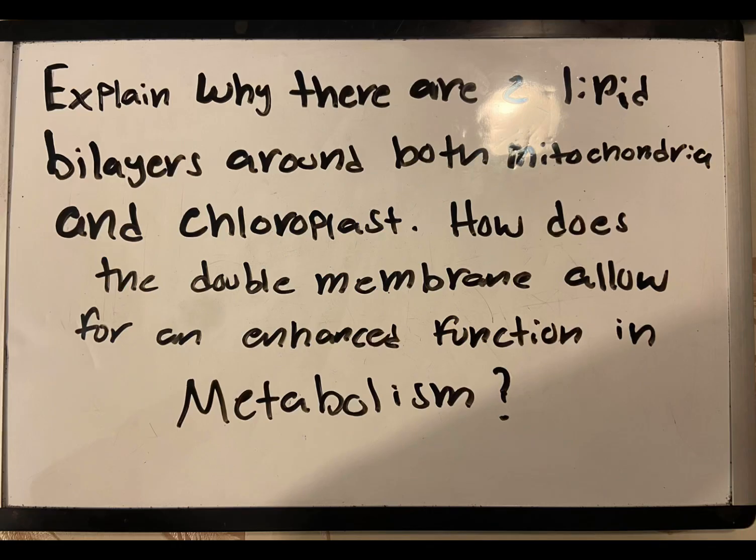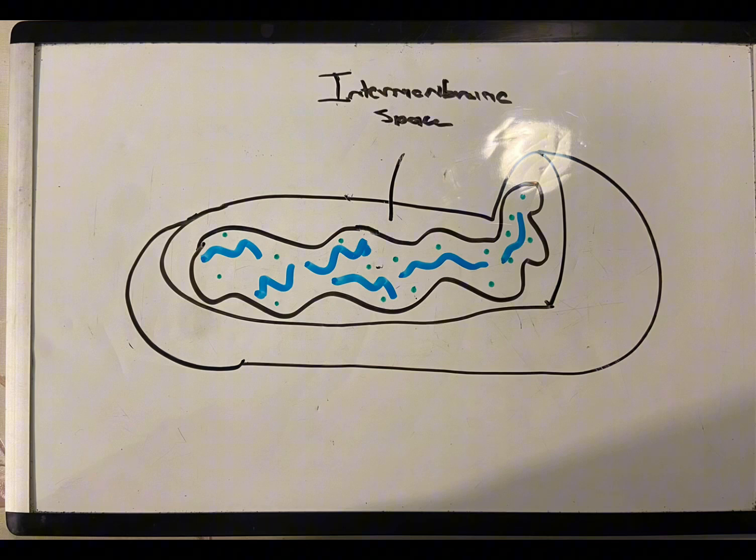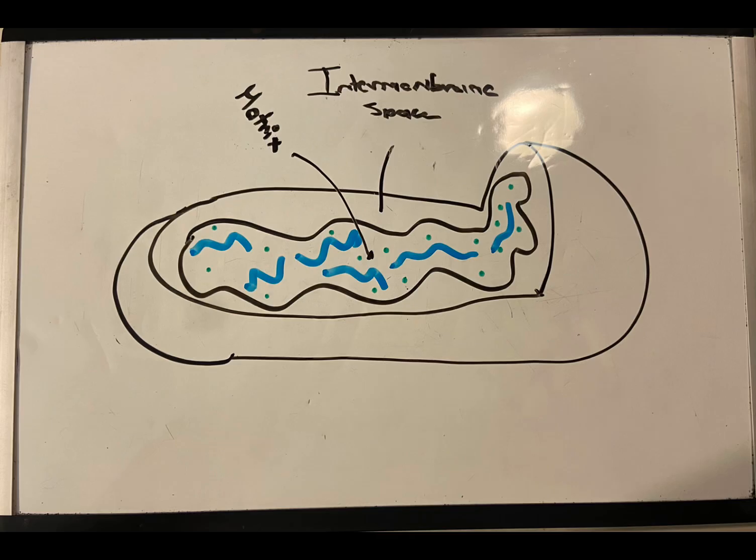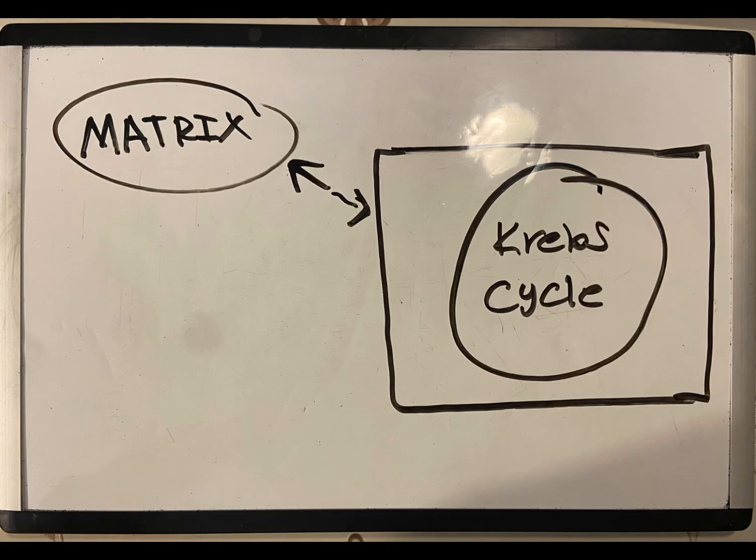There are two lipid bilayers around both mitochondria and chloroplasts that also help enhance the function of metabolism by creating distinct functional compartments. In mitochondria, there is the intermembrane space, the region between the outer and inner membrane, where protons accumulate during the electron transport chain, creating the electrochemical gradient, and the matrix, where metabolic processes like the Krebs cycle take place, providing molecules for the electron transport chain. These compartments allow mitochondria to compartmentalize different biochemical processes, increasing the efficiency and control of energy production.